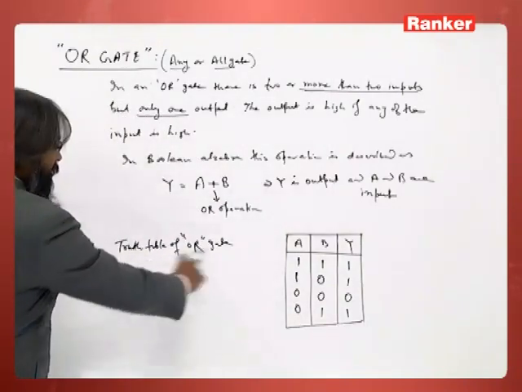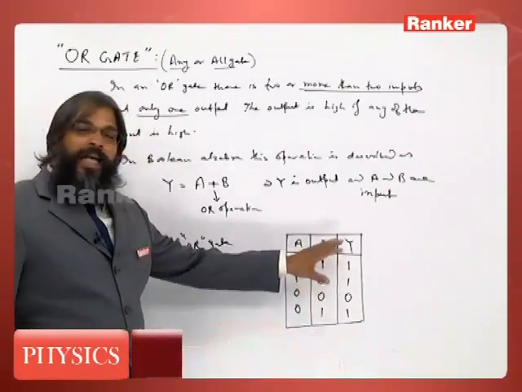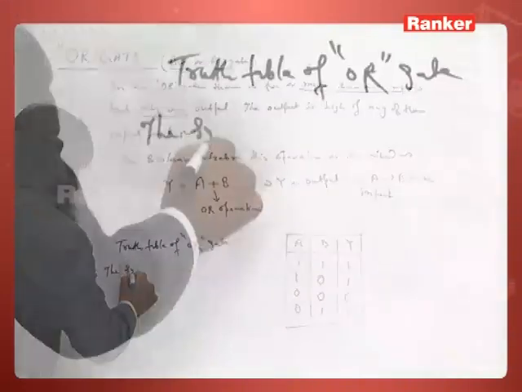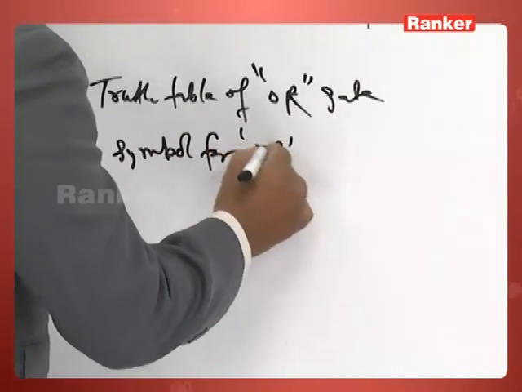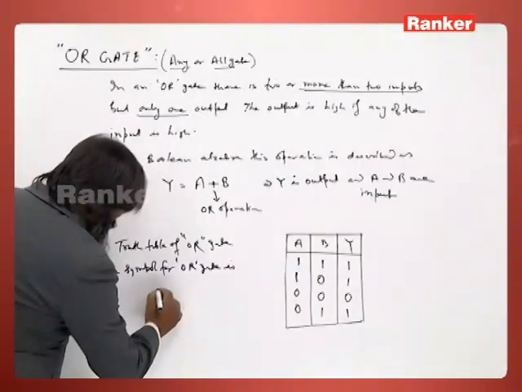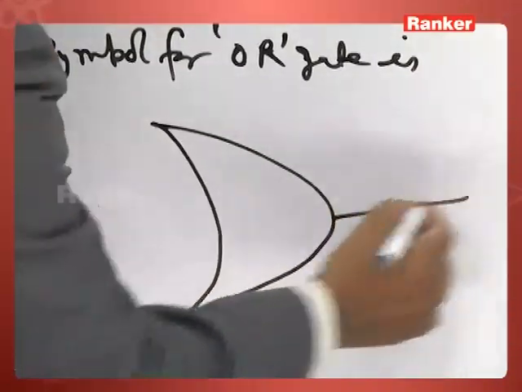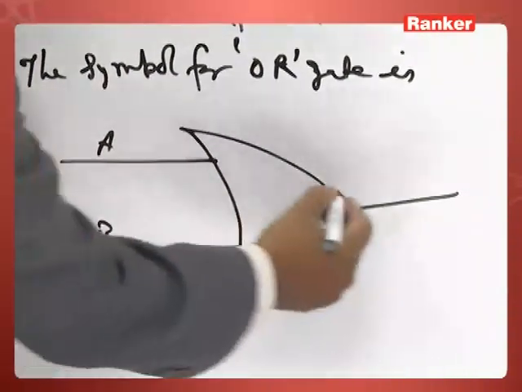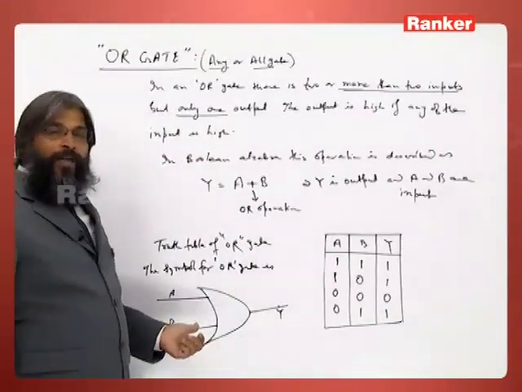This is what we said, that the logical operation is described in the form of tables. So this is what a truth table is. The symbol for an OR gate is this: this is input A, this is another input B, and this is our output Y. So this is the symbol of an OR gate.